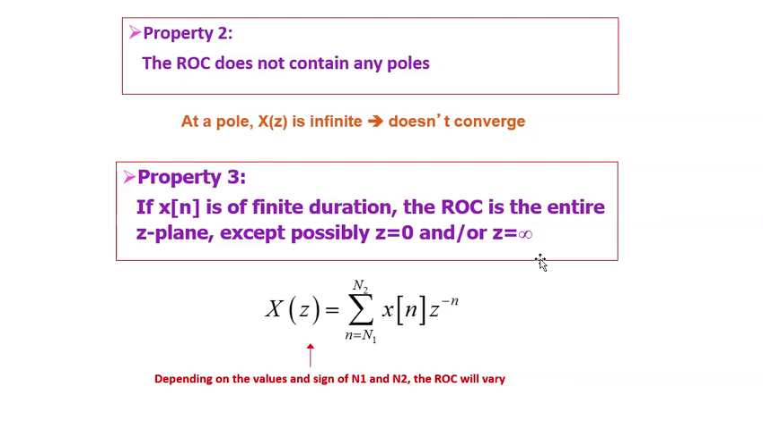The third property says that if the function x of n in discrete time is of finite duration, the region of convergence is the entire z plane except possibly z equal to 0 or z at infinity. Because look, those functions that we're talking about were not finite, for example a to the power of n u[n], so it's going to go all the way to infinity. But if it was a finite function, most of the time, the ROC could be the entire Z plane. Just maybe the poles will be excluded.